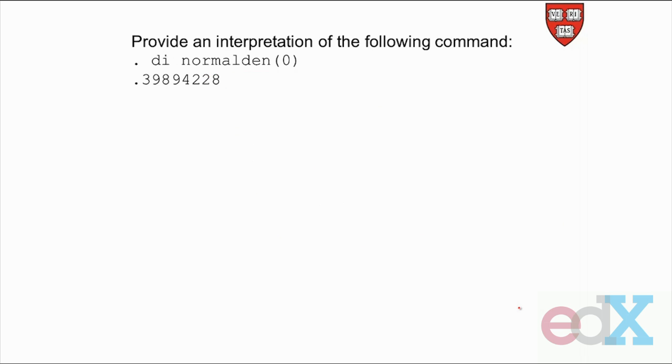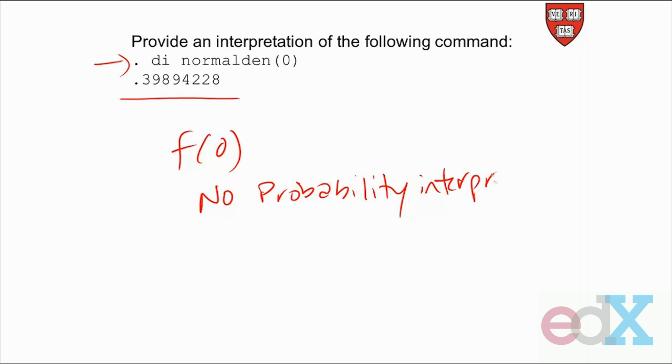And last, to just reiterate this point, we're going to provide an interpretation of the following command in Stata. So we run the command display normalden 0, and we end up with a value that's 0.3989 and so on. Essentially all this is the value of the normal density function at 0. It has no interpretation in terms of probability.